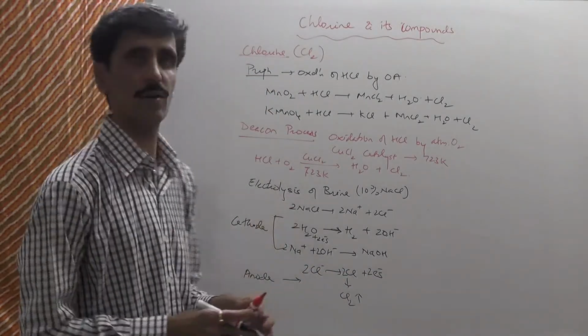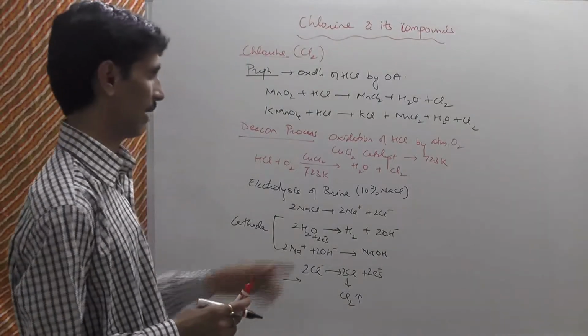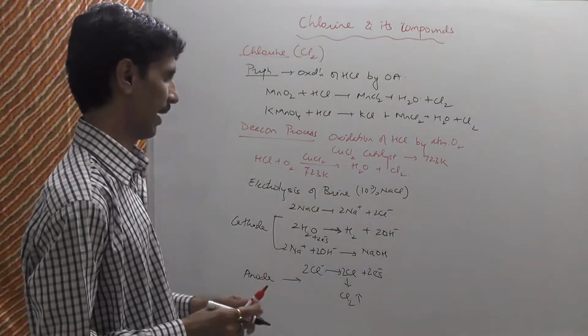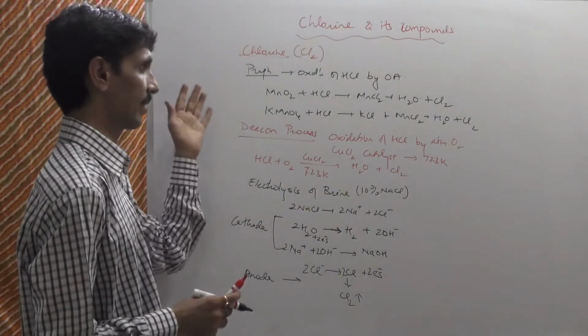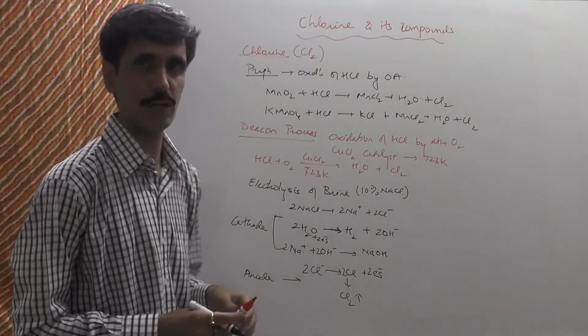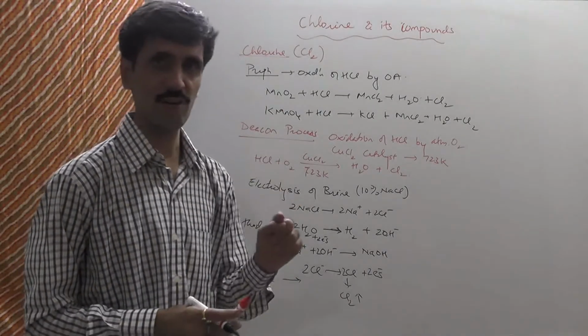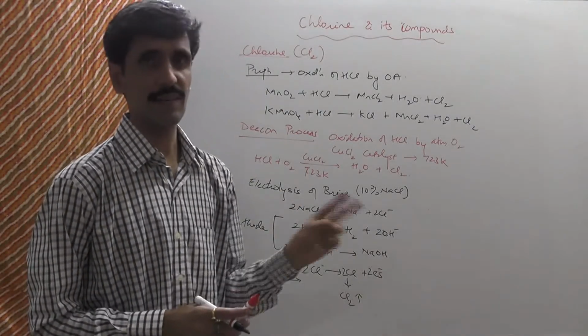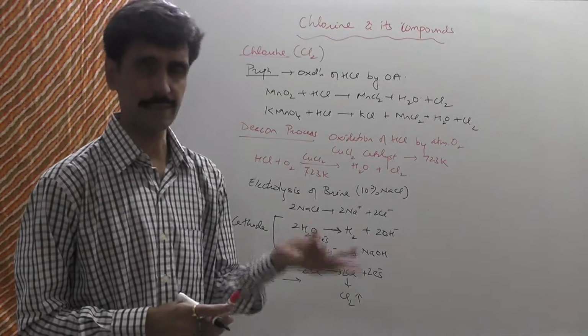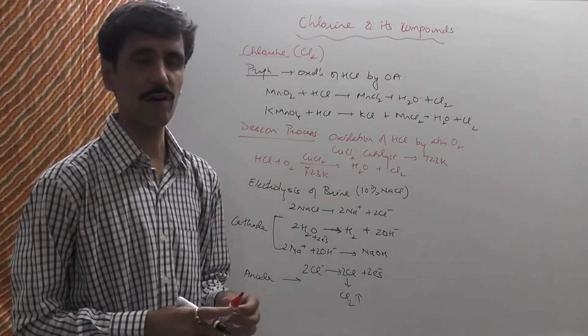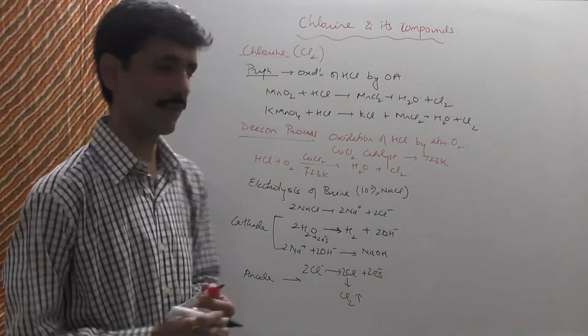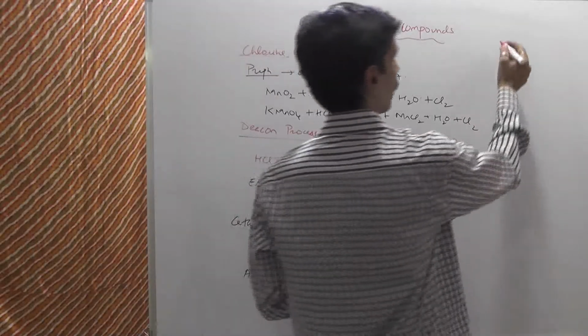So this is all about electrolysis of brine, या फिर हम बोलते 10% of NaCl, and this is the third method of preparation of what? Chlorine. पहला तो oxidation of HCl by oxidizing agent, second one was Deacon process, and the third one was electrolysis of brine. Now we discussed some of the physical properties of Cl2.